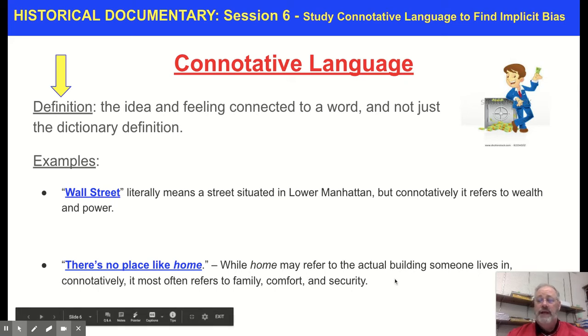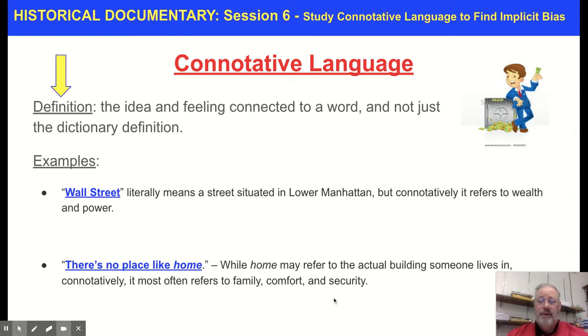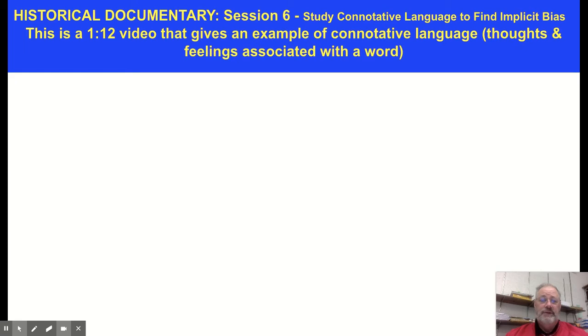While home may refer to the actual building someone lives in, connotatively, it refers to family, comfort, and security. When you say, "Oh, there's no place like home," there's no place like being around your family and having that comfort that comes with that. Okay, so there's a difference between the literal meaning and then the feeling that you get that's connected to a word.